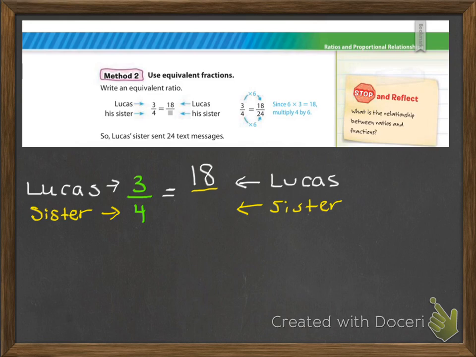So just like we did before, we're going to figure out that relationship between 3 and 18 because those are the 2 numbers that we have to work with. So 3 times 6 gives us 18 because we need to think, what times 3 would give us 18. And then 4, we have to do the same thing on the bottom. So 4 times 6 would give us 24. So both methods are appropriate and you find the answer of 24 text messages with both methods.